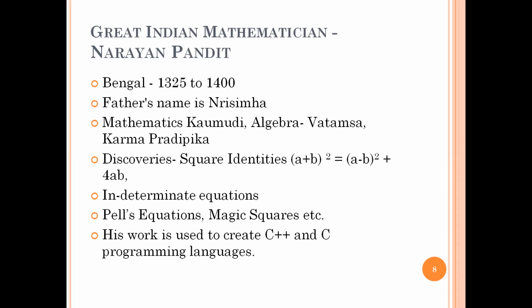Those equations were initially explained in India in the 13th or 14th century. His work is very important not only in mathematics but in programming languages as well. The C and C++ programming languages currently used, discovered by Stroustrup, used Narayan Pandit's original mathematics. To create the original structures, the compilers and other things were based on Narayan Pandit's work. Very few people are aware of this.